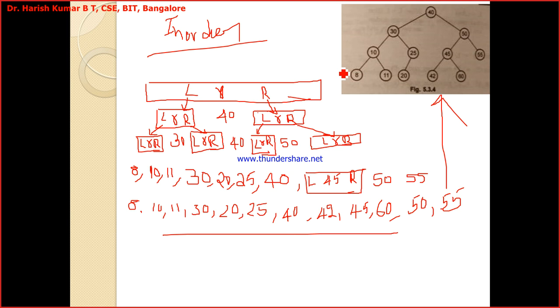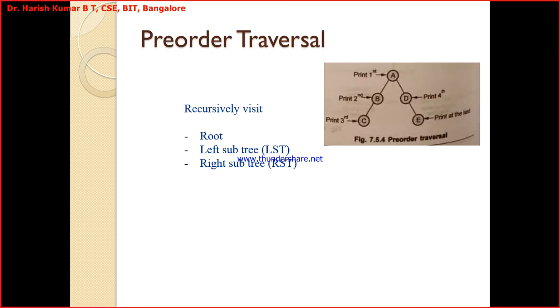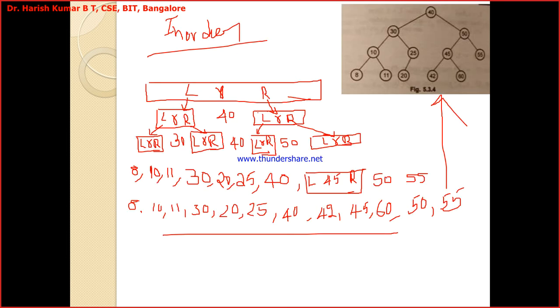The order of the pre-order sequence is this. I'll show you. Root, LST and then RST. Small r, big L and big R. Do it and tell me the sequence.